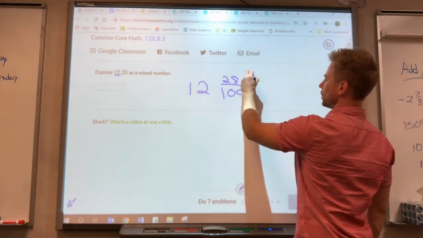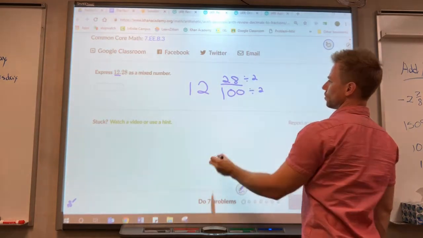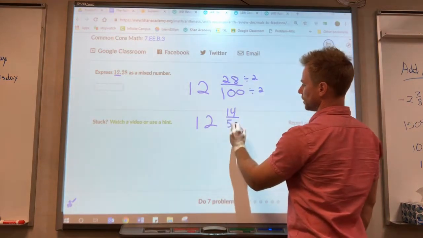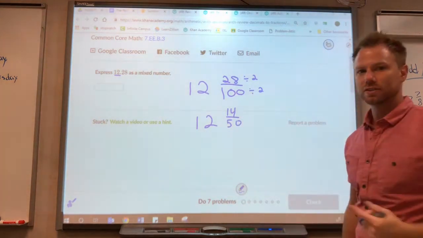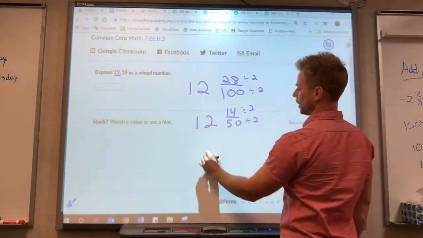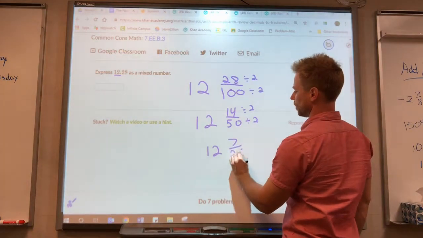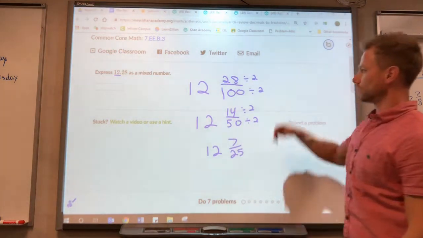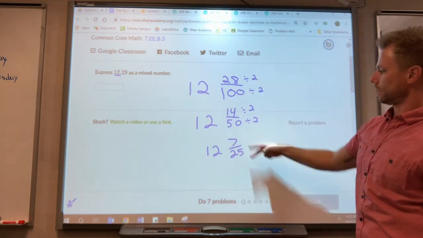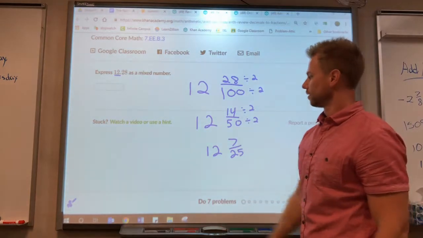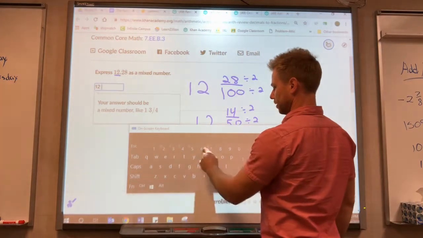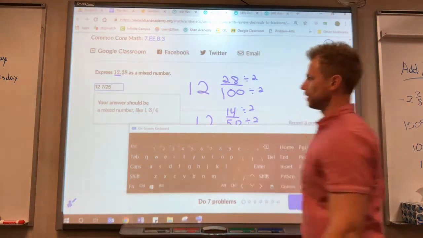Now I know that 2 can go into both of those, so I divide by 2. I get 12 and 14 over 50. Now I know that 2 can still go into those, so I divide by 2 again. We get 12 and 7/25. Maybe you could see right away that 4 goes into both of those, so then you could have divided by 4 right away and got 7/25. Either way, it's going to work. We'll put in our mixed number 12 and 7/25.